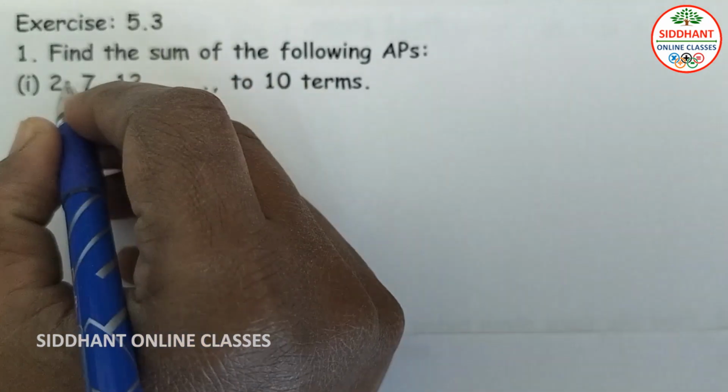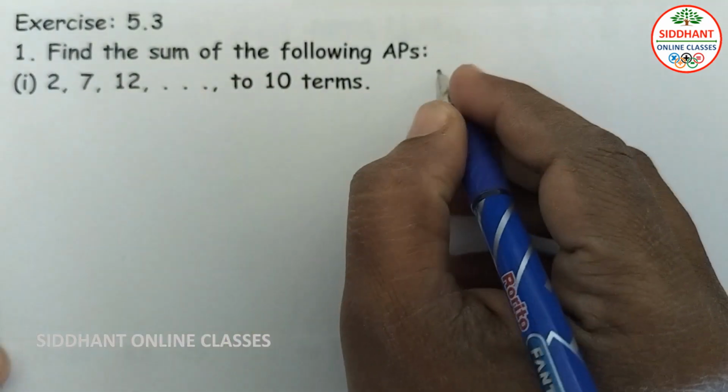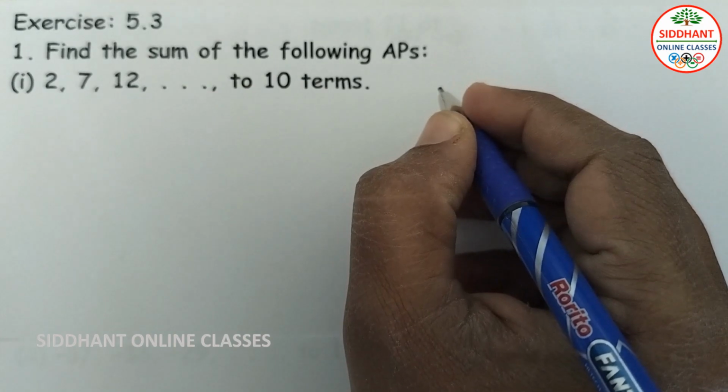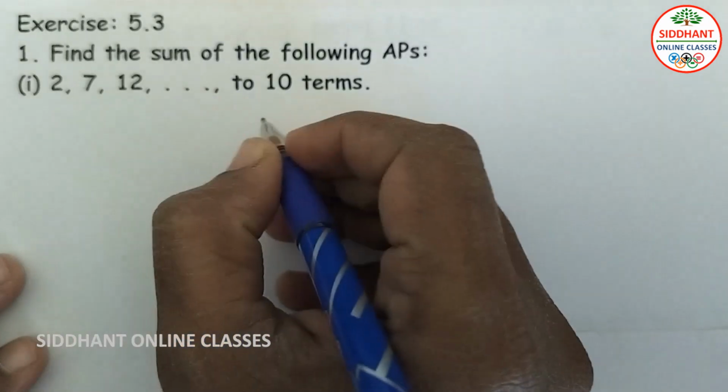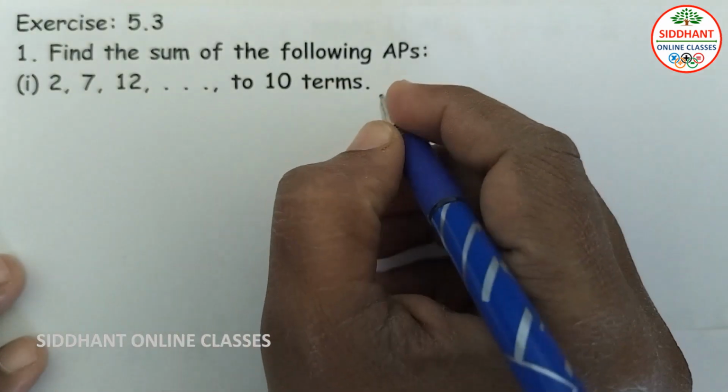Exercise 5.3, question number 1. Find the sum of the following arithmetic progressions. So here we have the first one: 2, 7, 12 up to 10 terms.